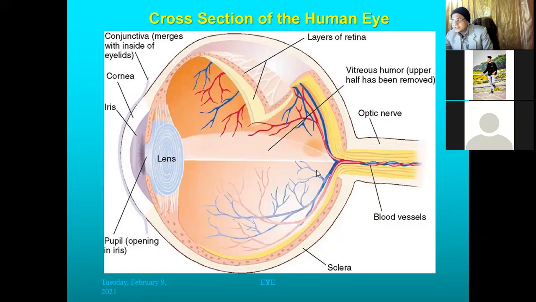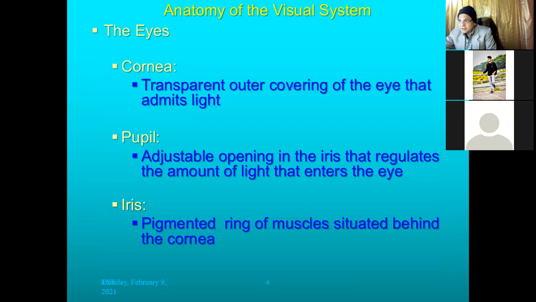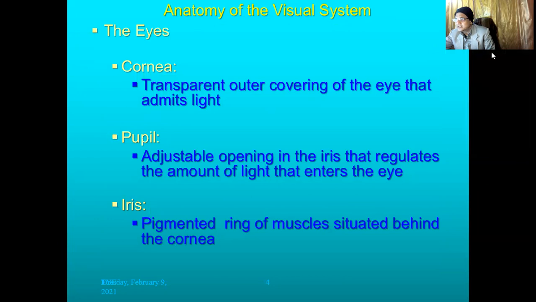After the structure, this used to be asked in examinations: please draw the human eye, label the different parts, and explain its working. So this is the human eye. Now the parts and their working. Cornea: the cornea is the transparent outward covering of the eye that admits the light. Then the pupil: an adjustable opening in the iris that regulates the amount of light that enters the eye.